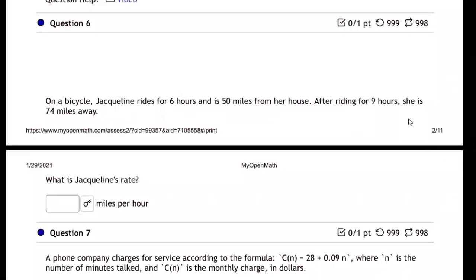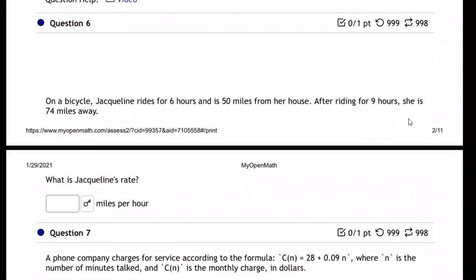So here's question number 6. On a bicycle, Jacqueline rides for 6 hours and is 50 miles from her house. After riding for 9 hours, she is 74 miles away. What is Jacqueline's rate?